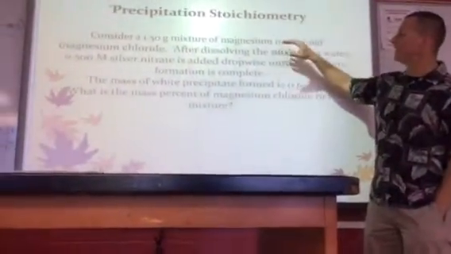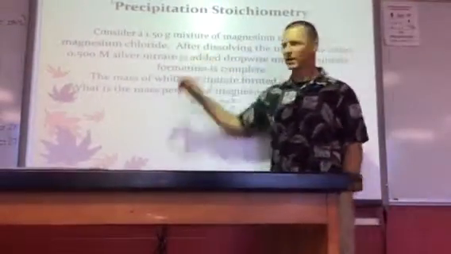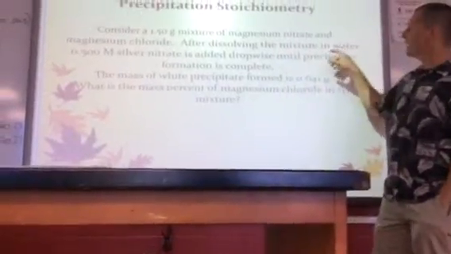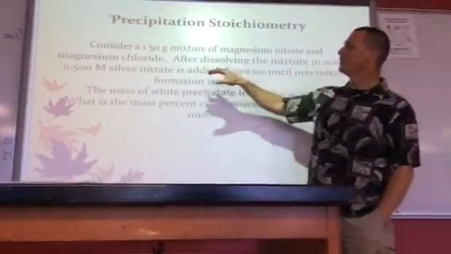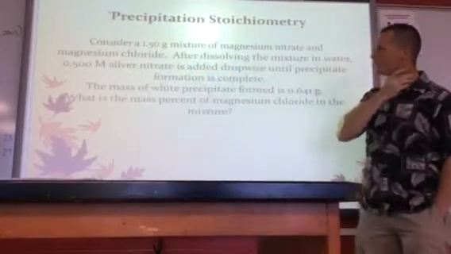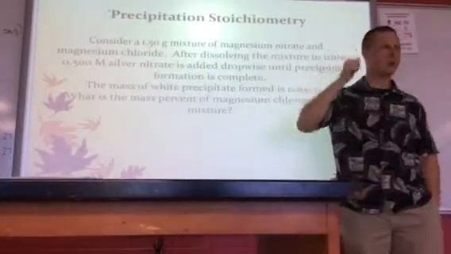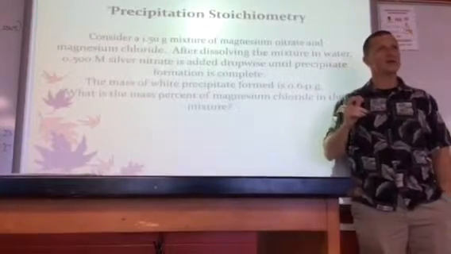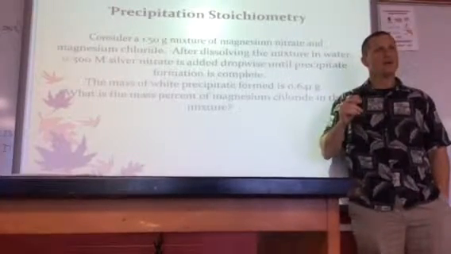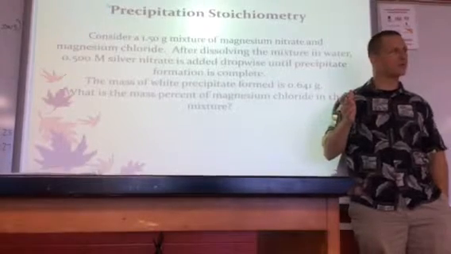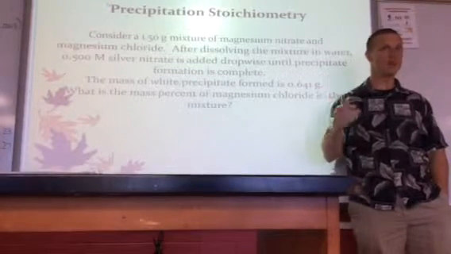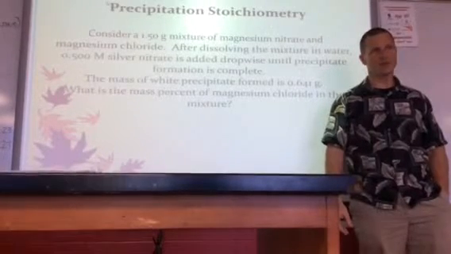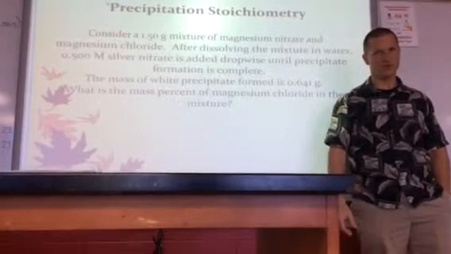So if we have a dissolved mixture of magnesium nitrate and magnesium chloride, dissolved in water, 0.5 molarity silver nitrate is added dropwise, which just means drop by drop, until precipitate formation is complete. It says that a precipitate is formed. What precipitate is it? Take a look at the mixture of ions in there, and there's one thing that should precipitate.